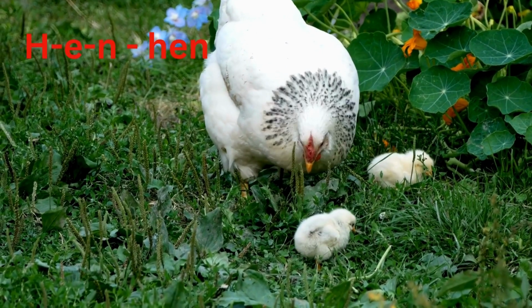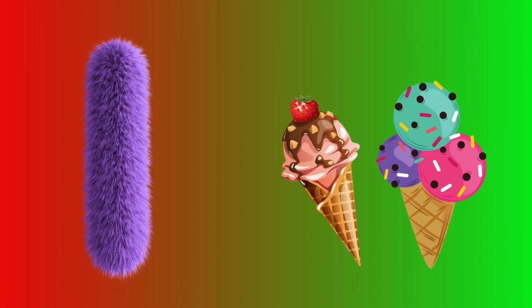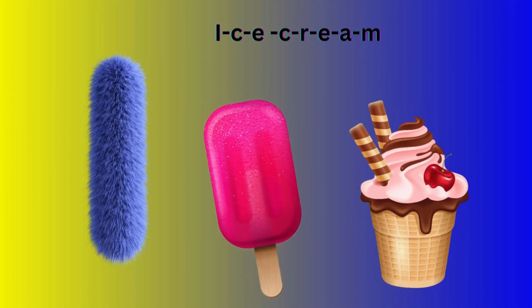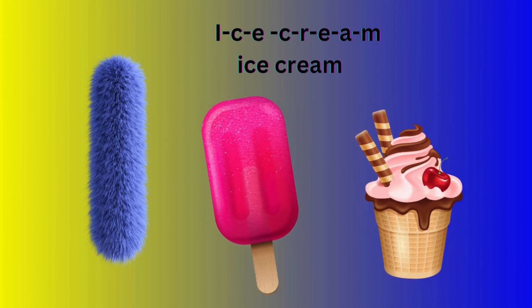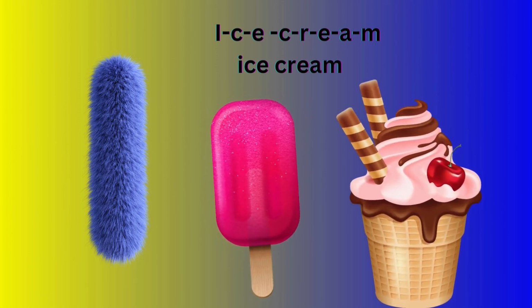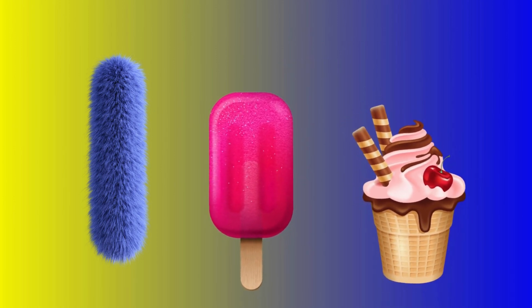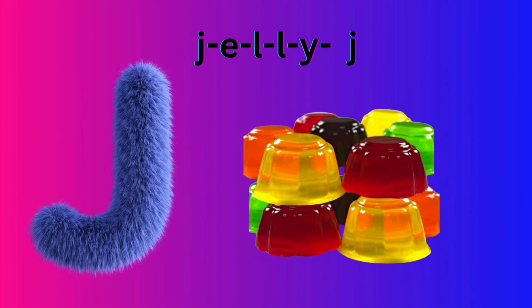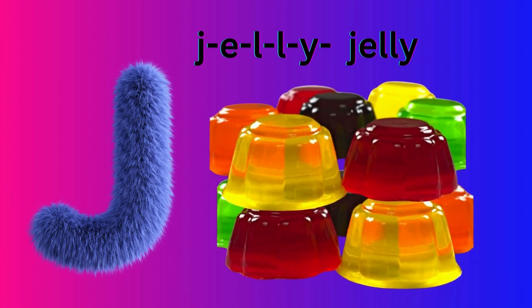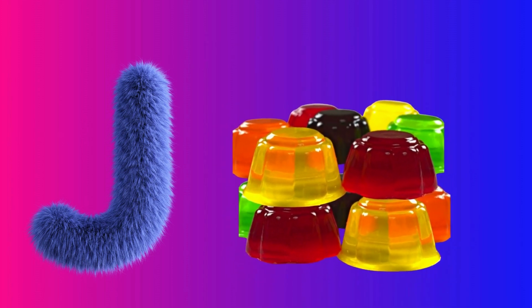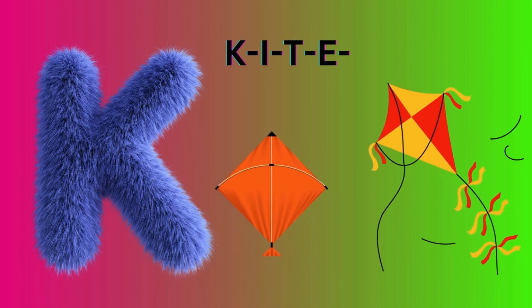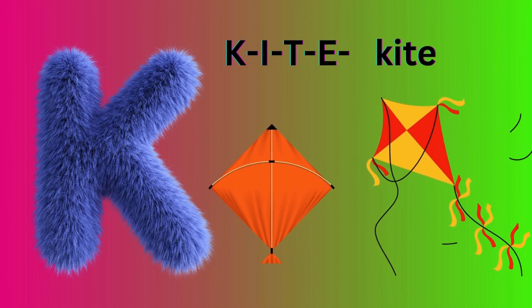H, E, N, hen. I is for ice cream. I, C, E, C, R, E, A, M. Ice cream. J is for jelly. J, E, L, L, Y. Jelly. K is for kite. K, I, T, E, kite.